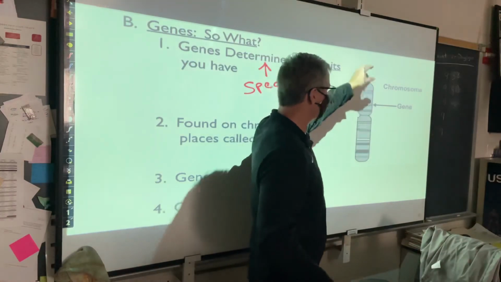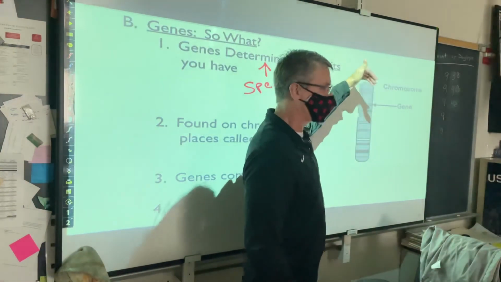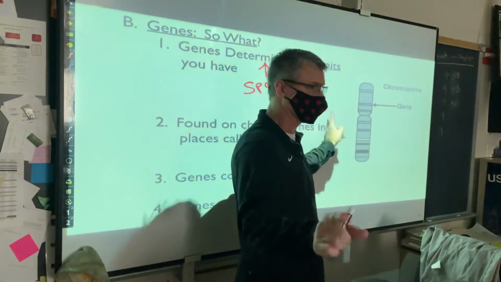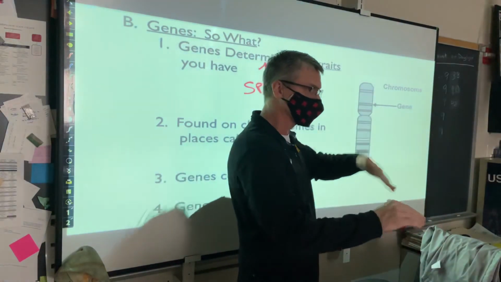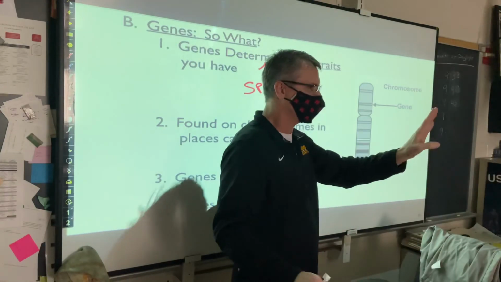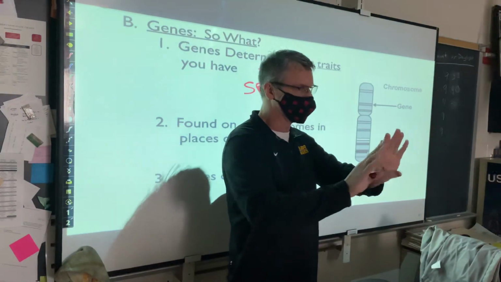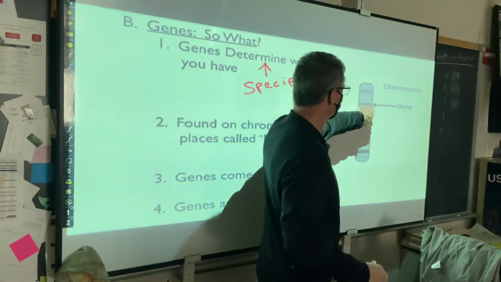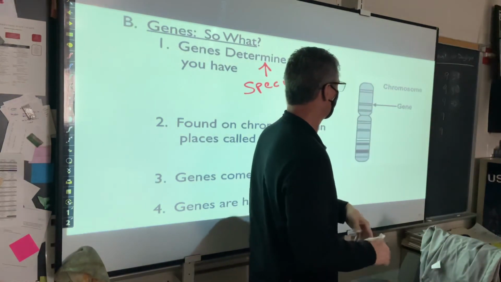We have 23 pairs. So pair 1, the chromosomes are going to match, the genes are going to match. Pair 2, they're going to line up, they're going to match, the chromosomes are going to match. You can never have a pair 1 jumble up with a pair 2. It doesn't work that way. The genes don't switch places. The genes are always found in the same location.